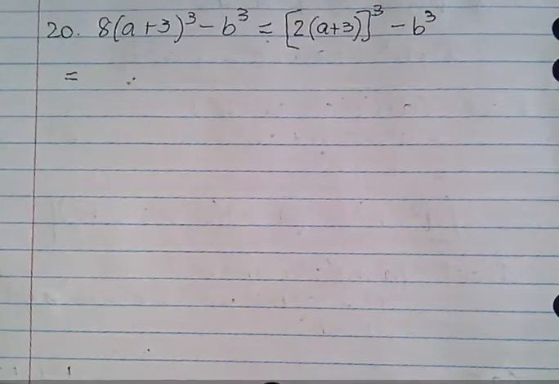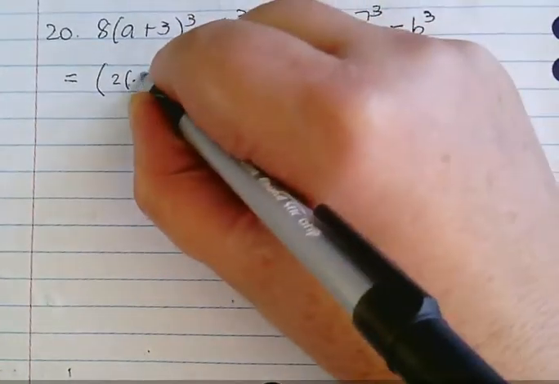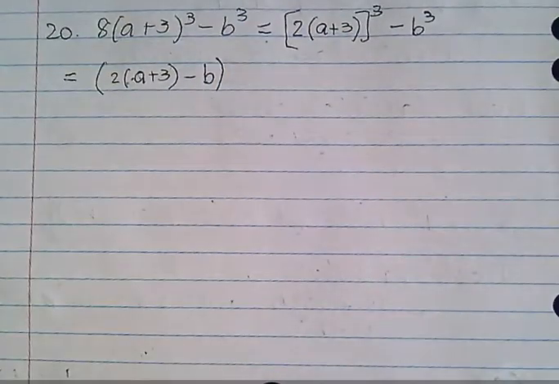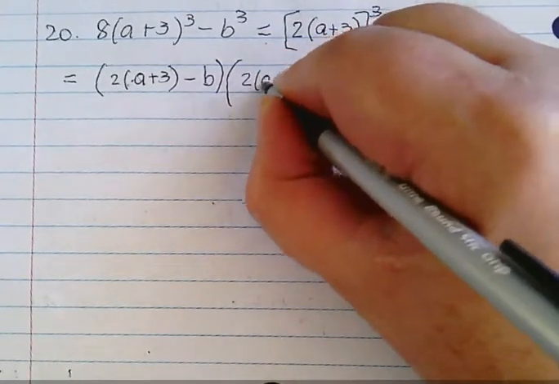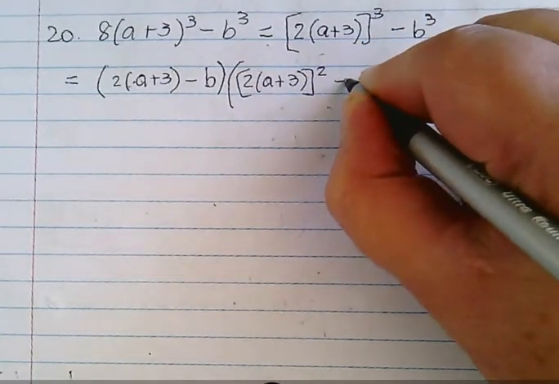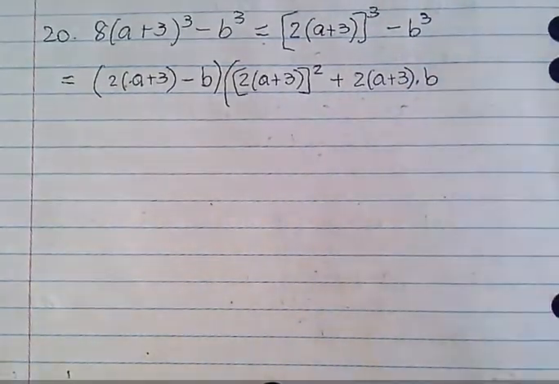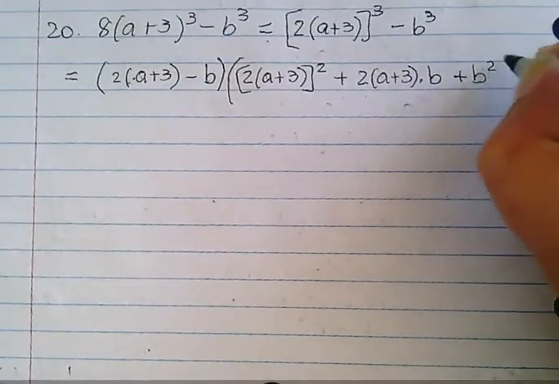Now you can use difference of two cubes, which is going to be a, which is 2 bracket a plus 3. So there's your a minus b. And now we've got a squared, which is (2 bracket a plus 3) all squared, plus a times b. So (2 bracket a plus 3) all squared plus (2a plus 3) times b plus b squared.